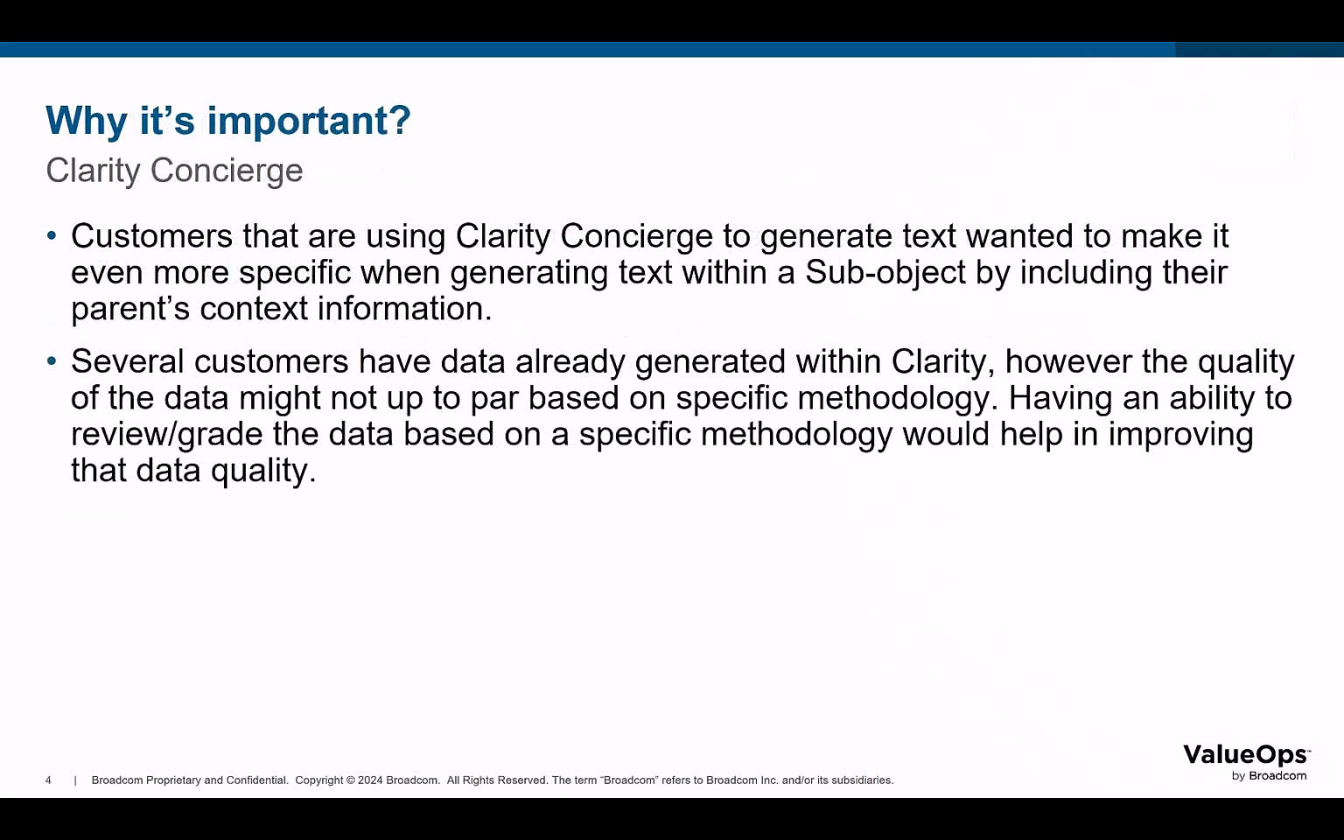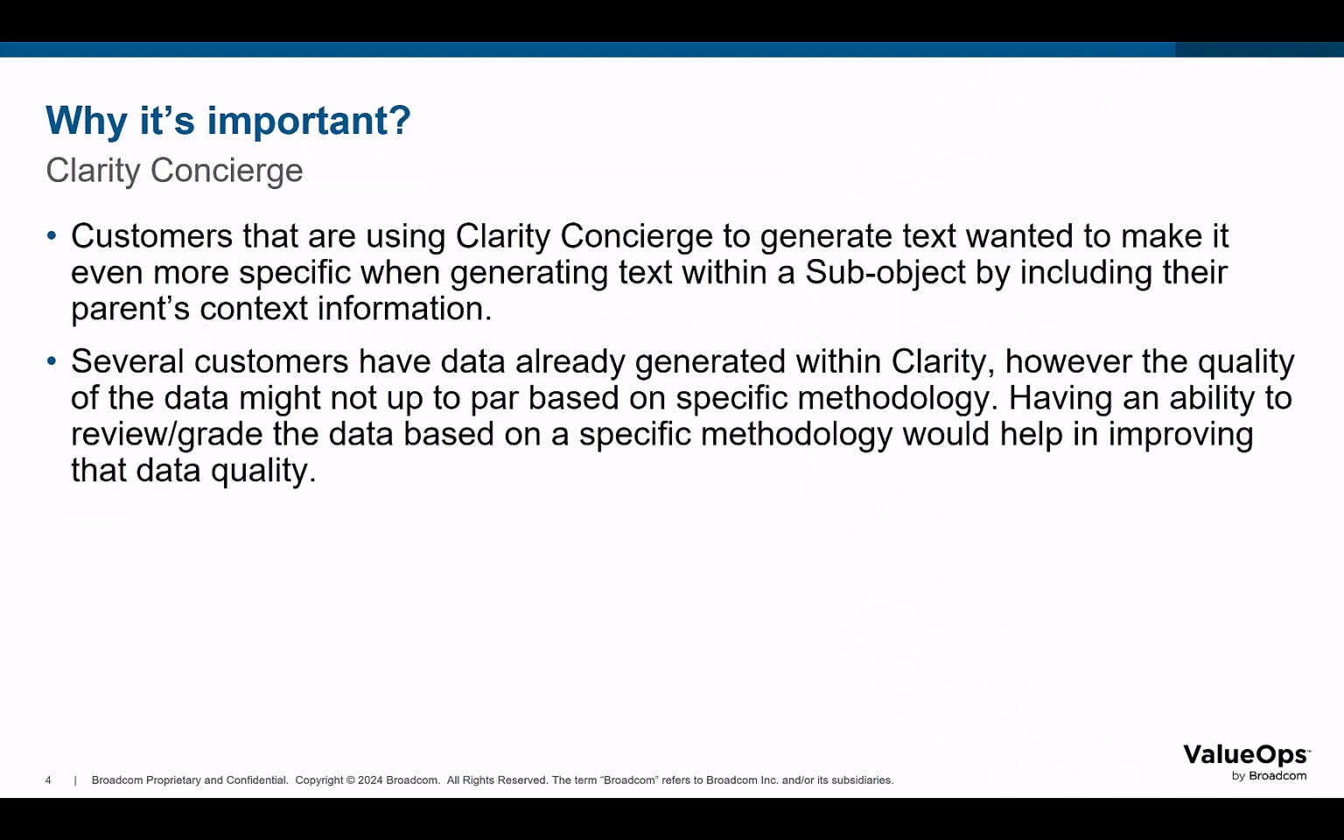The reason this is important is because customers that have started using the data generation as part of Clarity Concierge have asked us that when they're generating it for a sub-object, they want to ensure that it's not general information that is getting generated, but it is context sensitive related to their parent. For example, if they're generating some context for a task, they want to make sure that the parent of that task, that information is also passed so that the data that is generated is context sensitive.